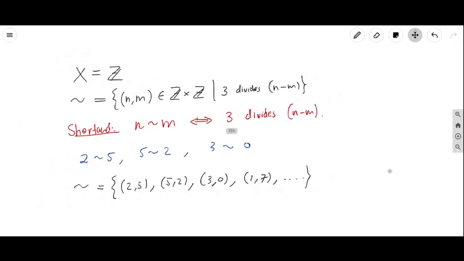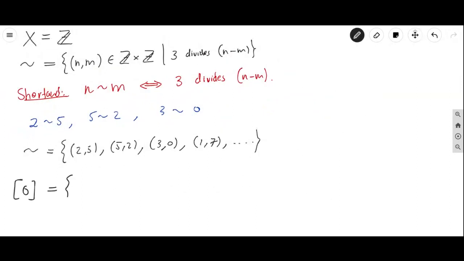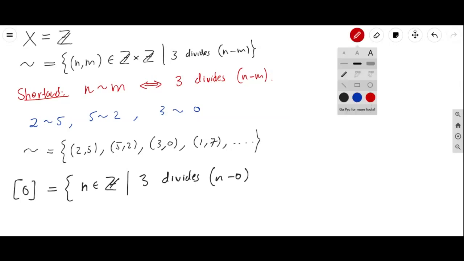And let's find the equivalence classes of these. So let's find the equivalence class of some number, let's say 0. The equivalence class of 0 would consist of all elements in X, or you could say all integers in Z, such that 3 divides n minus 0. Because you want to say n is equivalent to 0, which is another way of saying 3 divides n minus 0. This 3 is just arbitrary. We just made up a number for the purposes of an example. If you're wondering where it comes from, that's just an example.